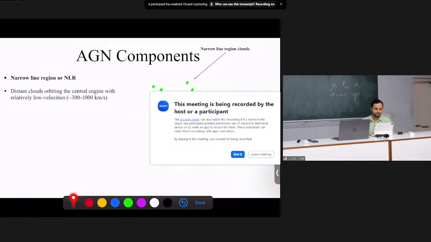Isn't it? Fine. Okay, how do we know that the velocity is 1000 km per second? Means how do we measure this velocity? From the width of the line. Because this width is because of your orbital velocity. Okay? You got it?